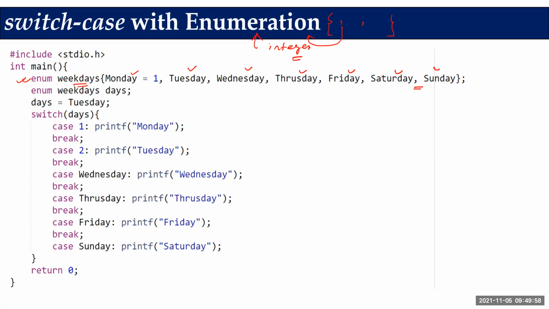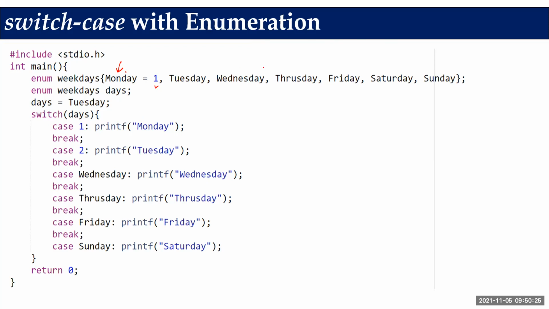Okay, so what I did here, initially I have assigned the value 1 to Monday. We know that in enumeration, the default value always starts from 0. As I told you, it is designed on top of integer. These are the identifier names, named integers you can say. So in this program with the enumeration, if I say 1, it means Monday. If I say Monday, it means 1.